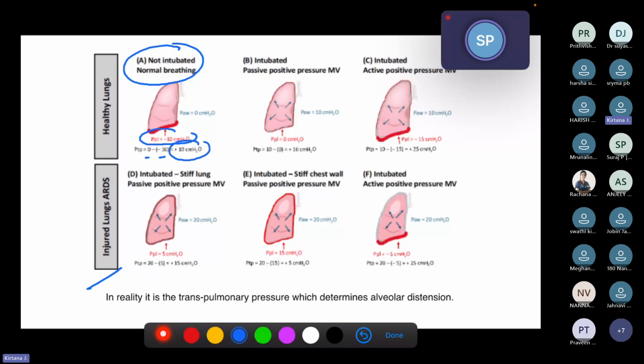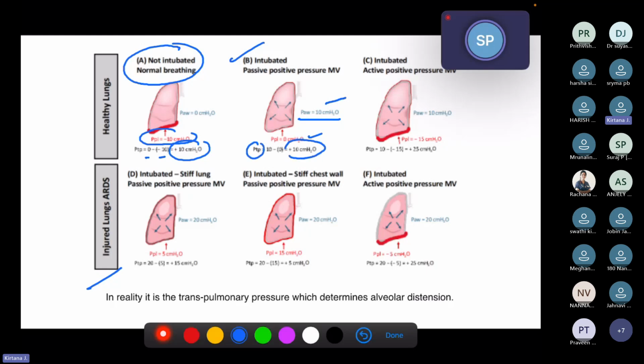Now, the patient is being put on a ventilator and the patient is sedated. He's only taking passive breaths. There are no active breaths being taken by the patient. And suppose the airway pressure, or the pressure shown on the ventilator screen, is plus 10. Since the patient is passively breathing, the pleural pressure is 0. And again, the transpulmonary pressure is plus 10.